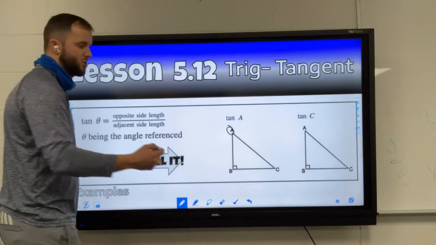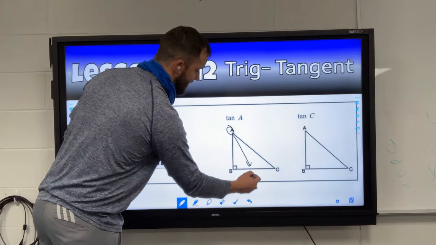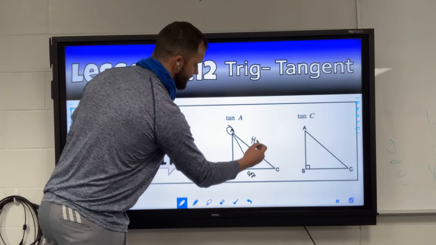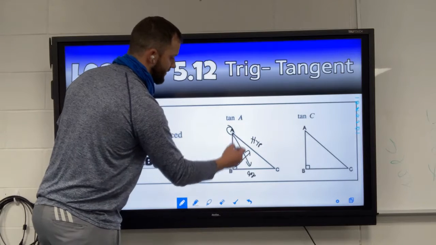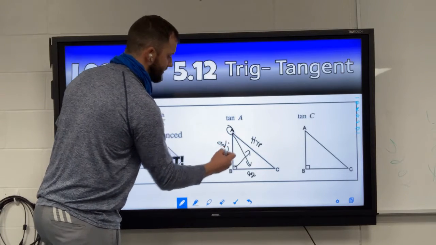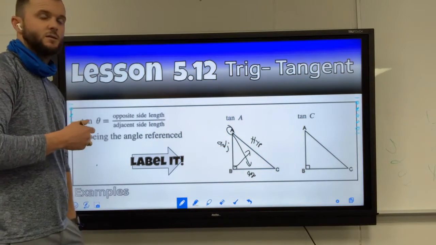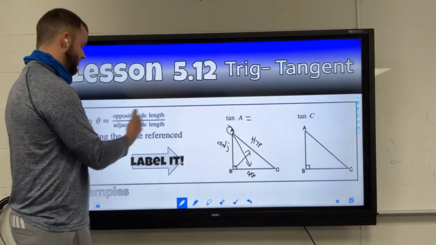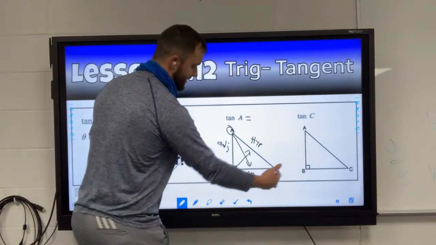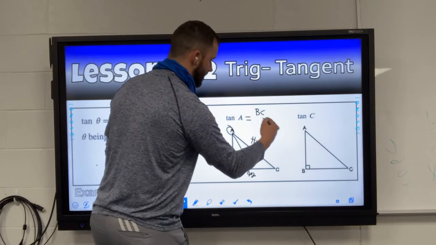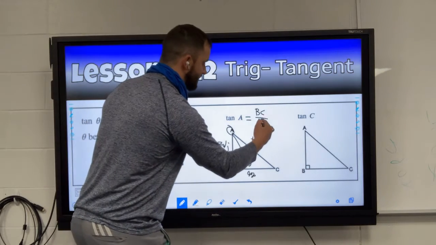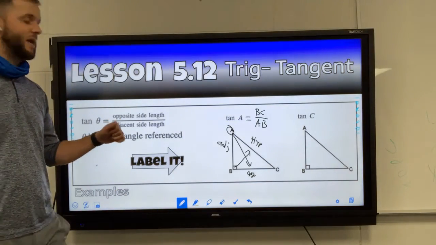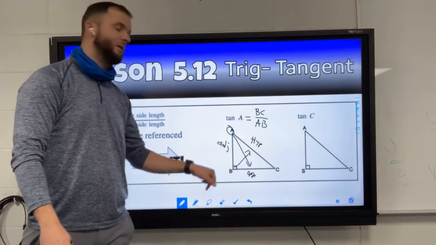So let's go ahead and label our triangle. Opposite of A is going to be my opposite side. Opposite of the 90 degree is always your hypotenuse. And the third side that I did not label is going to be my adjacent side. Okay, so now the tangent of A is going to be the opposite side over the adjacent. That's side BC over side AB, which is your opposite over adjacent, your tangent. So the tangent of A is BC over AB.